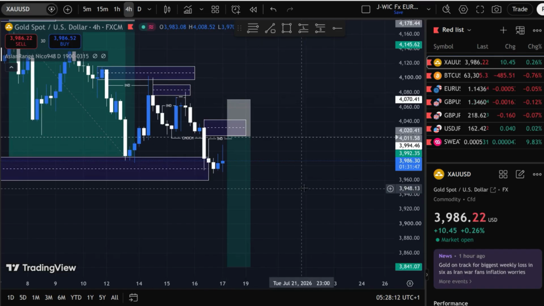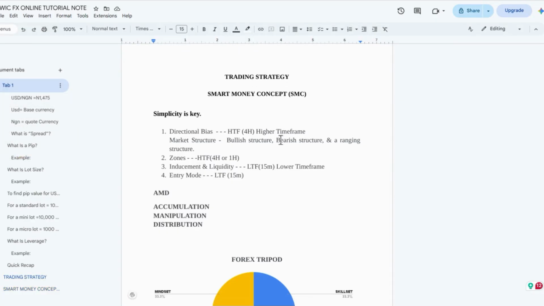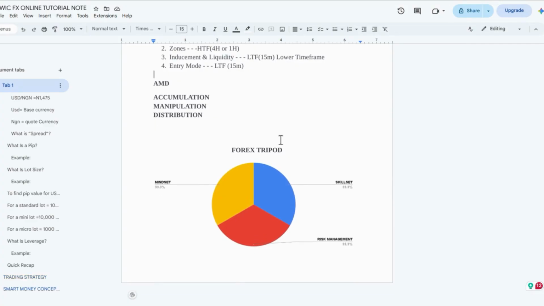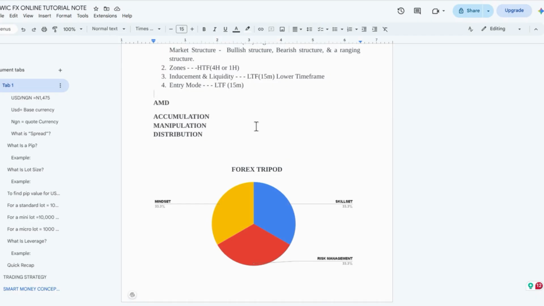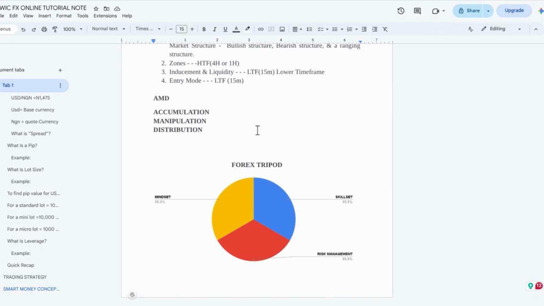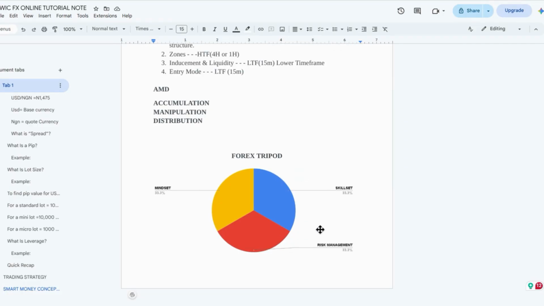So in trading, I've given you a whole roadmap on how you can use the SMC strategy, but there is a whole lot of things one will still need to learn. You need to master your mindset, the skills, your risk management. So mostly what we've done now is just the skill set, your strategy, how to do it, but there's the mindset aspect, the psychology. You might have a good strategy, but you might not know how to manage your emotions, might not know how to manage your mindset. And then your risk management. You might also have a strategy, but you don't know how to manage your risk.